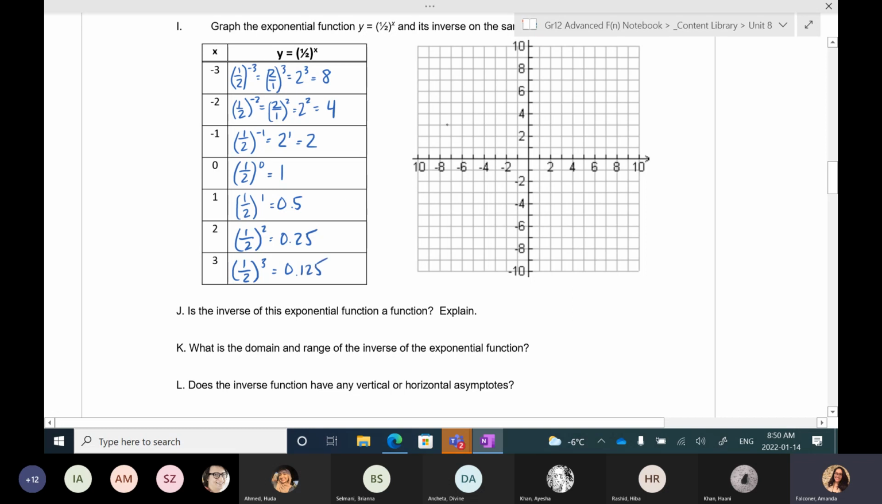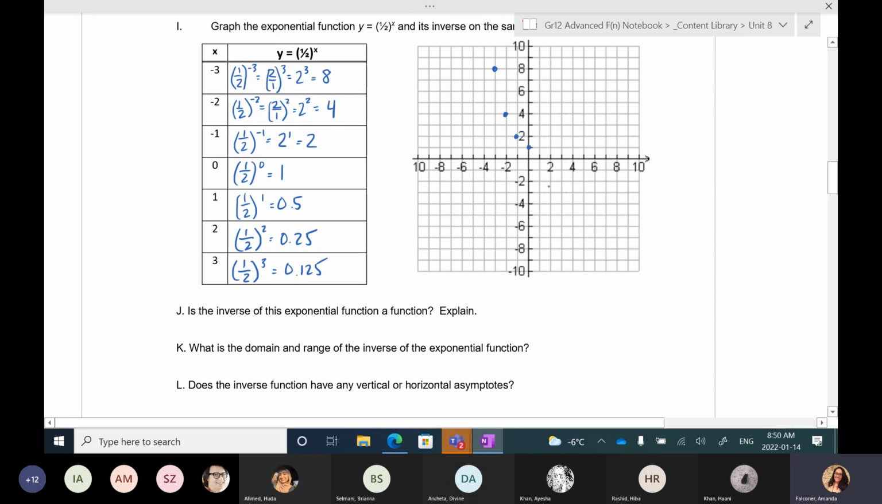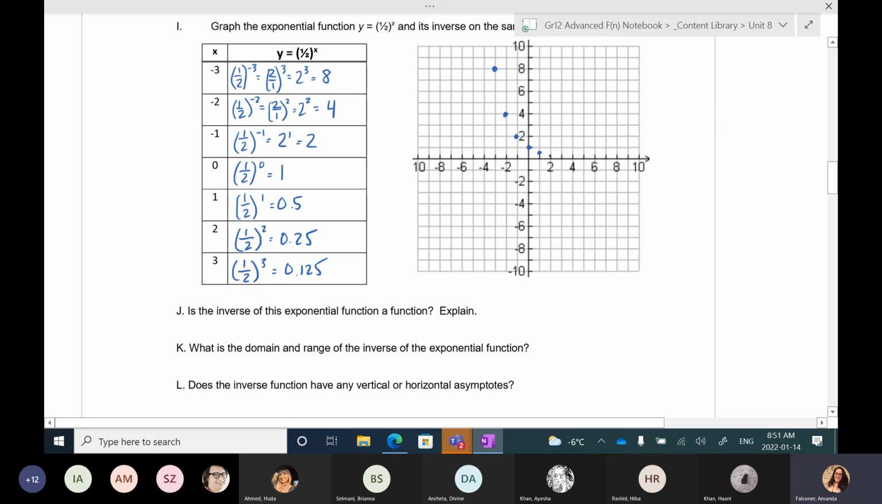Okay, so now I'm going to graph these. 3 to the left, 8 up. 2 to the left, 4 up. 1 to the left, 2 up. 0 to the left, 1 up. 1 to the right, half up. 1 to the right and a half up. 2 to the right and a quarter up. And 3 to the right and an eighth up.